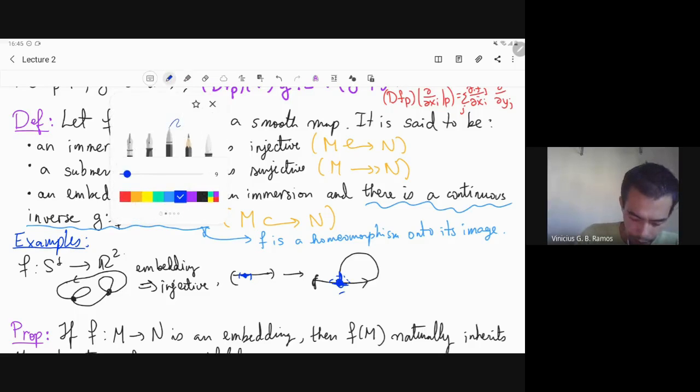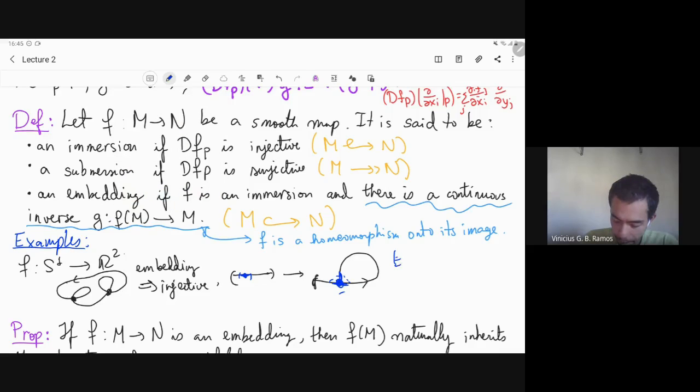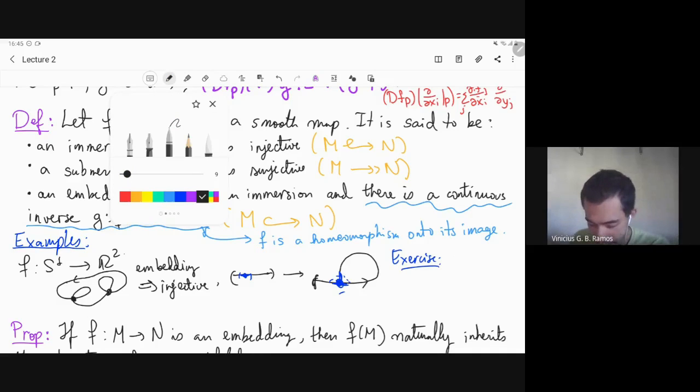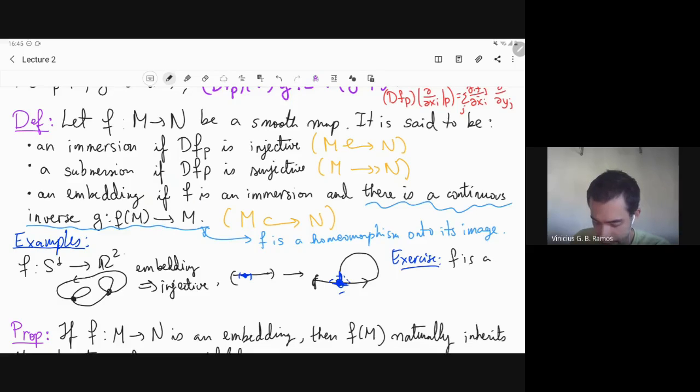Okay, and it's easy to draw pictures of embeddings, but I think I should say that you can do an interesting exercise, which is that if f is a proper injective immersion, then f is an embedding.